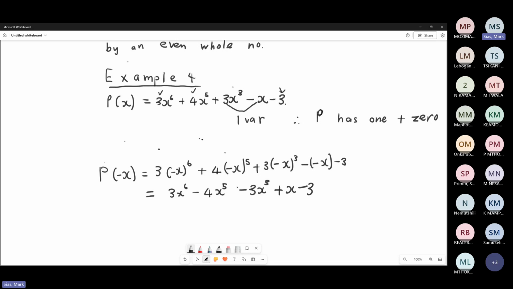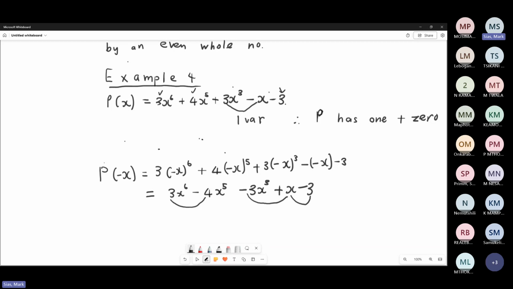Okay, great. Okay, guys, let's check the variations in sign quickly. So we can see there's one variation in sign. 3 is positive, 4 is negative. It's one variation. And then look what happens here now. Here's another variation, and here's another variation.